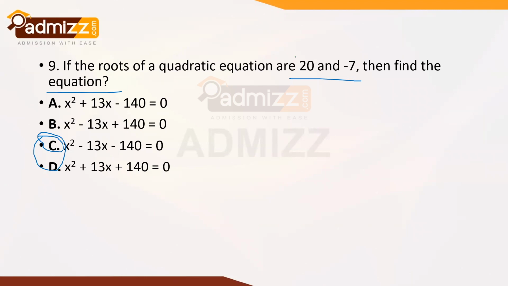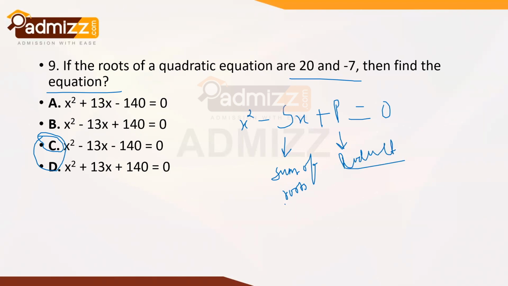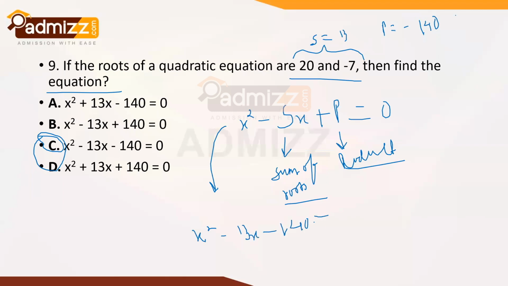First, I'll be giving you guys a new way of representing quadratic equations, right? So a quadratic equation can be represented as x squared minus sx plus p equals 0, where s is the sum of roots and p is the product, right? We've got sum and product. And so from this, what we can calculate is s is equal to 13 and p is equal to minus 140, right? And so we directly put this in this formula. From this, what we get is x squared minus 13x minus 140 equals 0, right? And this is the answer.